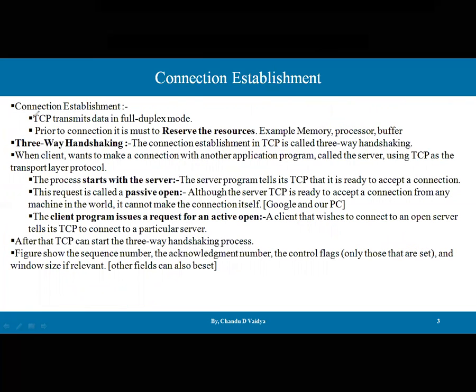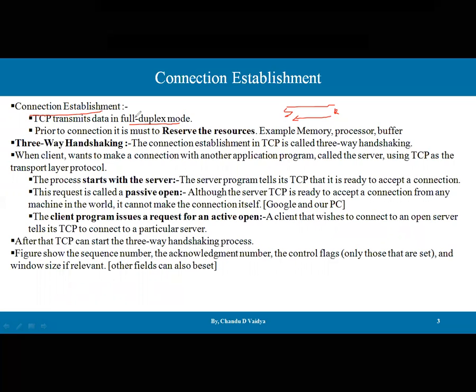In connection establishment, TCP transmits data in full duplex mode. What do you mean by full duplex mode? The sender can send and the receiver can receive. Meanwhile, the receiver can send and the sender can again receive. This is full duplex, at the same time, a bidirectional kind of thing.